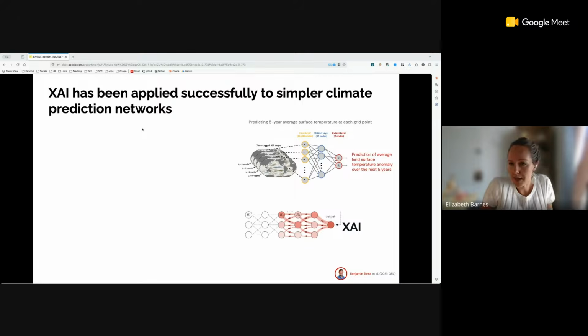So XAI has now been applied successfully to simple climate prediction networks, and I think it has been really exciting. I'm going to show a simple example here of its power. This is a very simple feed-forward neural network where we input lagged sea surface temperature maps to try to predict what the climate will look like over the next 5 years' time. All right, so we trained the model. I'm not going to show you all the details. It does okay. Climate prediction is really hard.